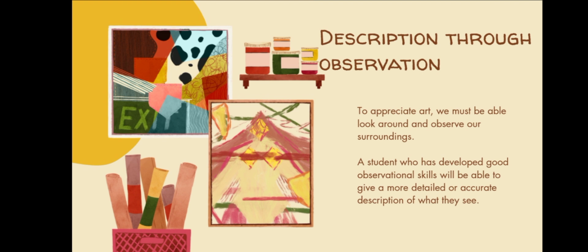Okay, let's proceed to description through observation. To appreciate art, we must be able to look around and observe our surroundings. Students who have developed good observational skills will be able to give a more detailed and accurate description of what they see. So, description through observation means that when you start to appreciate your pupils' artwork, you observe their artworks, or look around and observe their surroundings or their artworks, right?